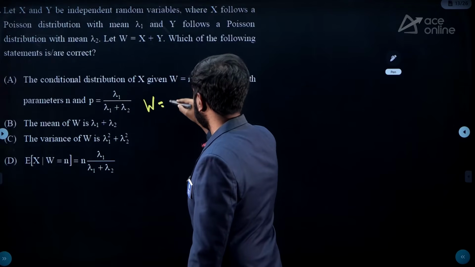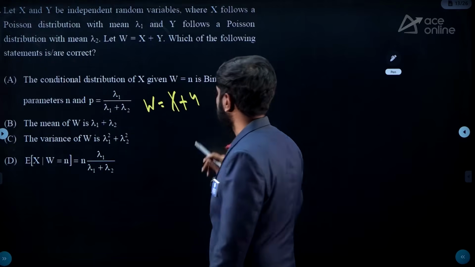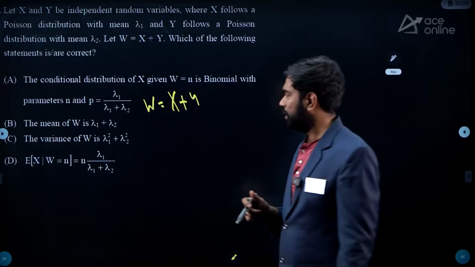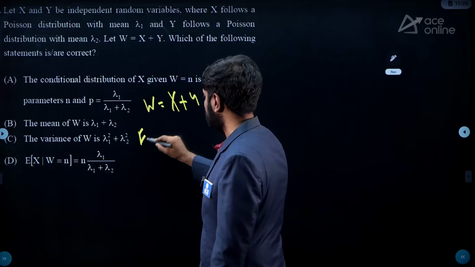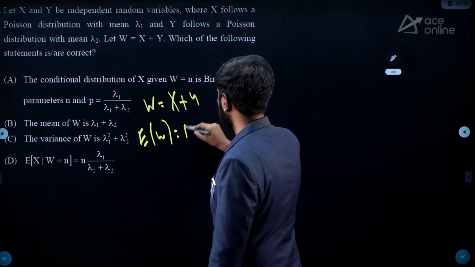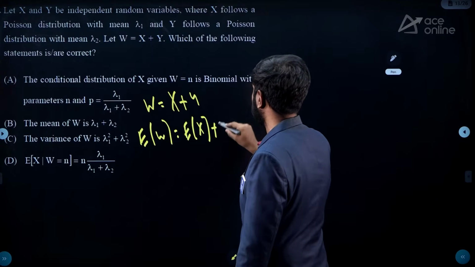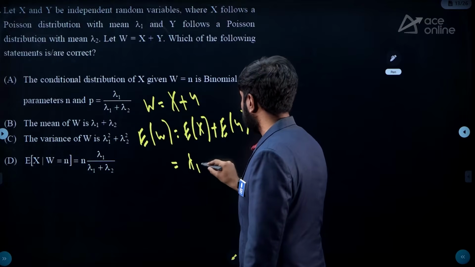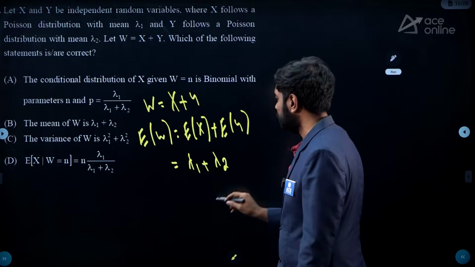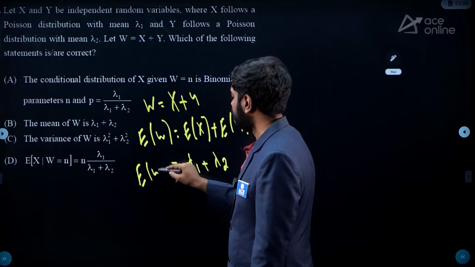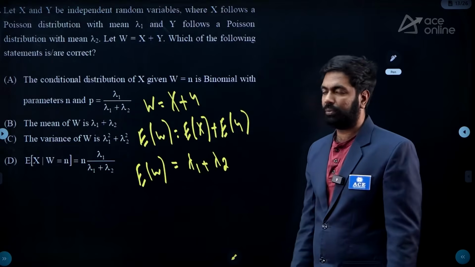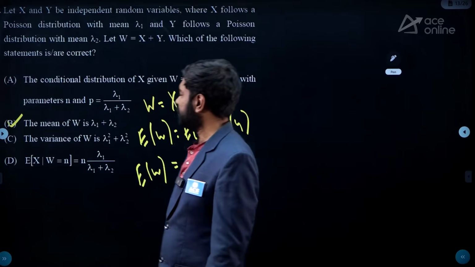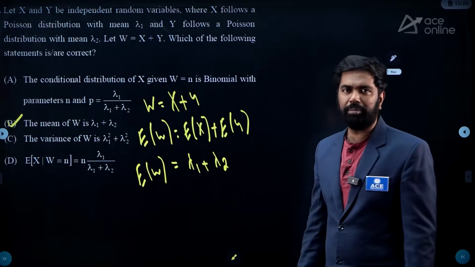W is given as x plus y. X and y are independent Poisson random variables. Let's find the expected value of w. It is the expected value of x plus the expected value of y. The mean of x is lambda 1, the mean of y is lambda 2. Hence, the mean of w is lambda 1 plus lambda 2. The first correct statement I have identified is yes, the mean of w is lambda 1 plus lambda 2.